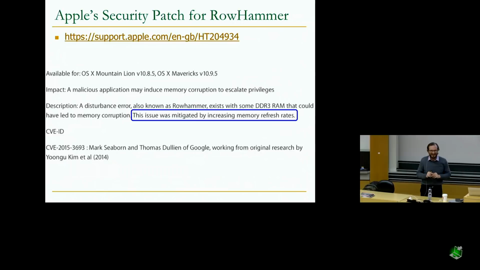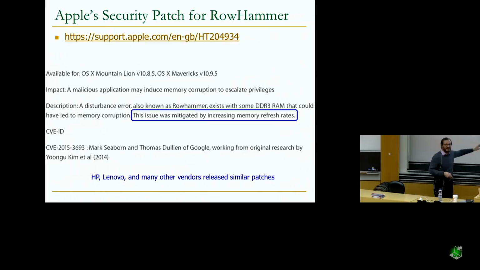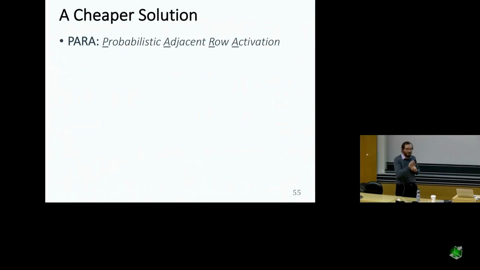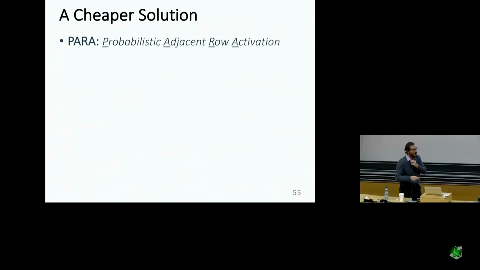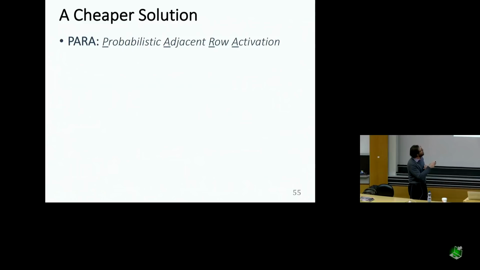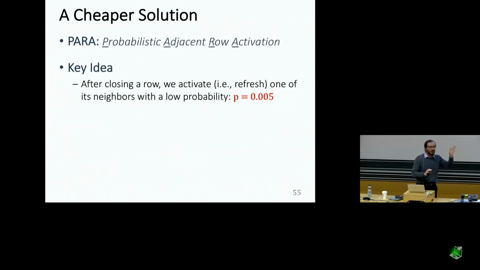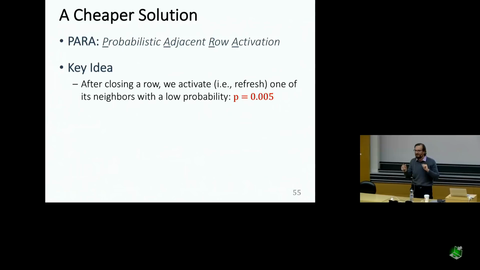Okay. So many other vendors actually released similar patches to this problem recently. So let me tell you about a cheaper solution. It's a probabilistic solution. And I'd like you to think about these solutions going into the future. Basically, this is a solution we proposed in the paper that I mentioned. It's probabilistic adjacent row activation. And the idea is very, very simple. Remember, when you activate a row, you close the row, activate, precharge. After you close the row, you flip a coin.